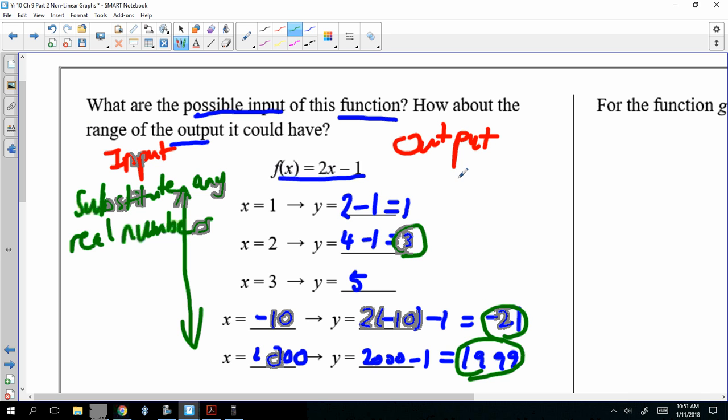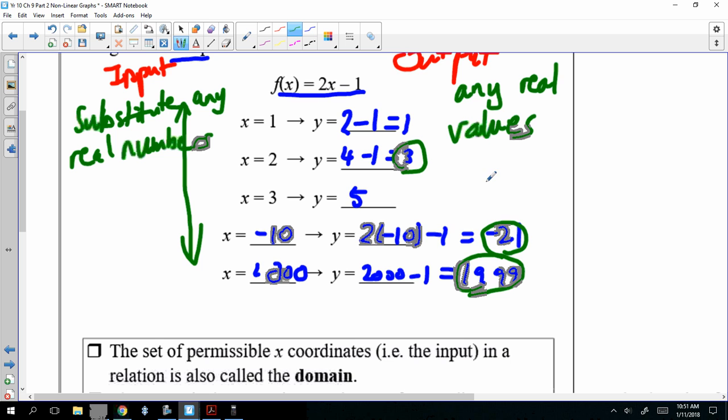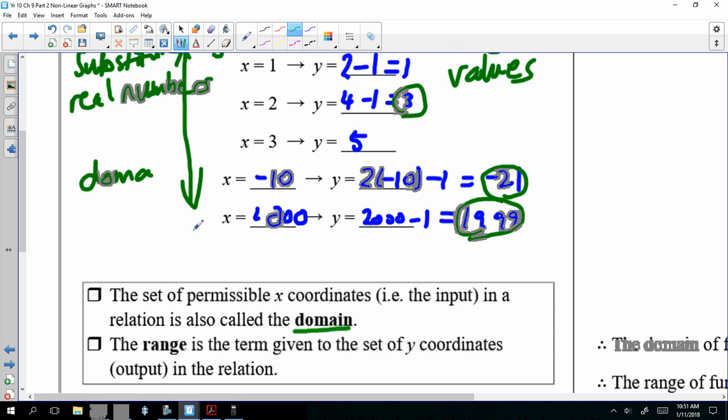Any real values. Okay. So there are names for this. The set of all inputs and the set of all outputs have special names. The set of all permissible x coordinates is called the domain. So the domain in this case, we're going to fill it out at the bottom. All the x values are the domain, and all the y values are called the range. Range and domain.